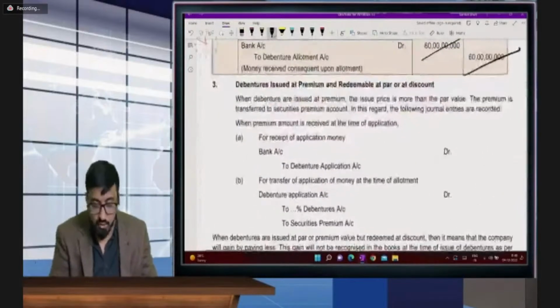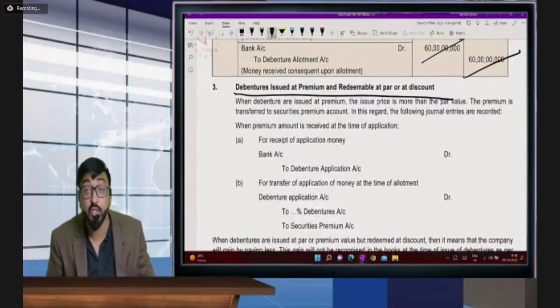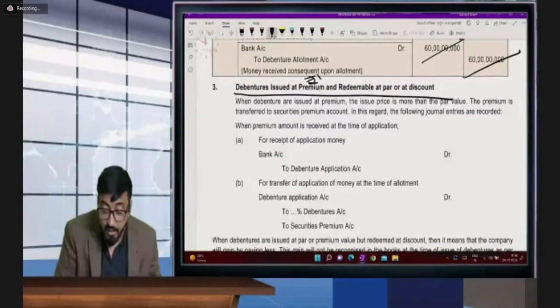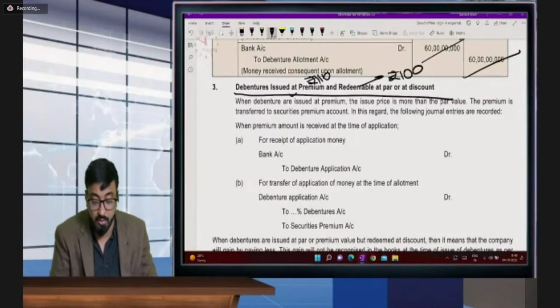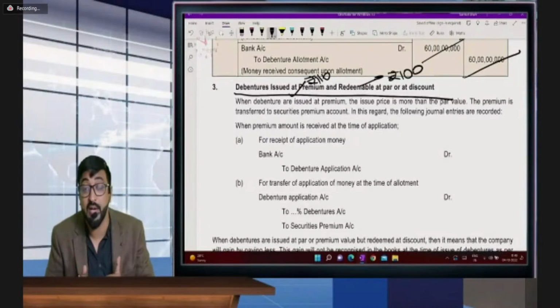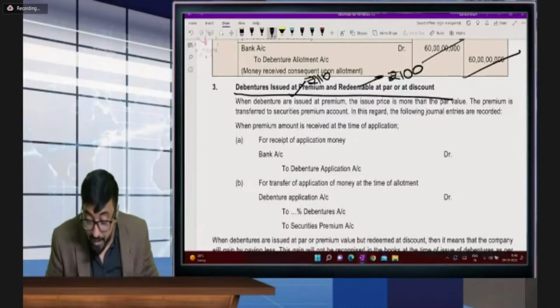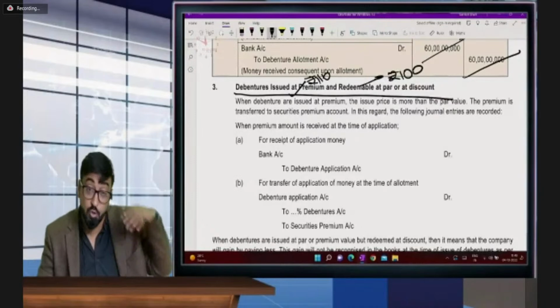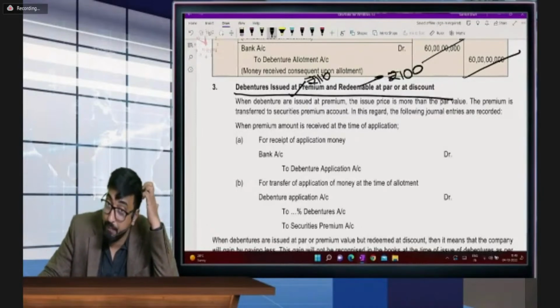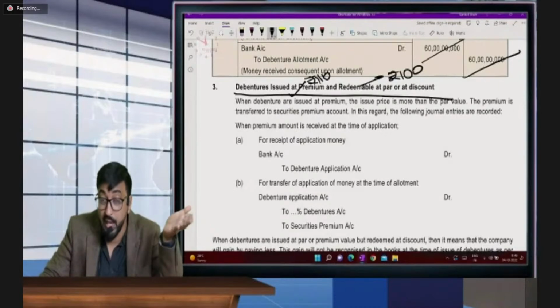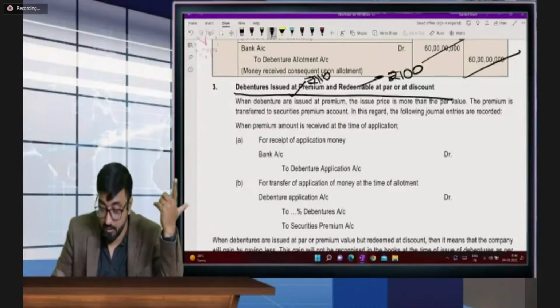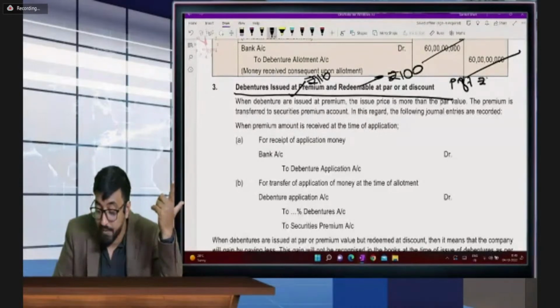Now third situation. Debentures issued at premium 110, but redeem at par. Okay. Issued means today for a 100 rupee debenture you will get 110, but in future you have to pay only rupees 100. Redeem means payment, future payment. Issued means you get money today, but how much will you have to pay? 100. Sir, I get 110, pay 100. So in profit and loss, it's a profit of rupees 10, but don't record it.